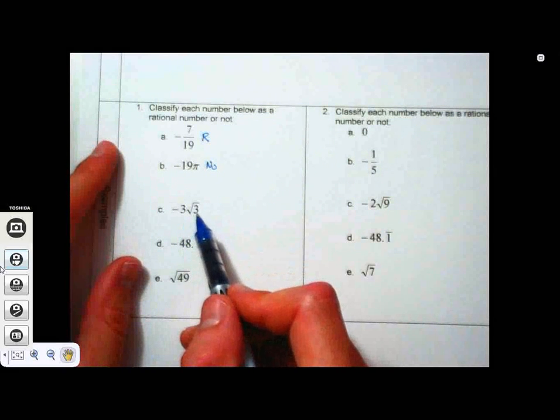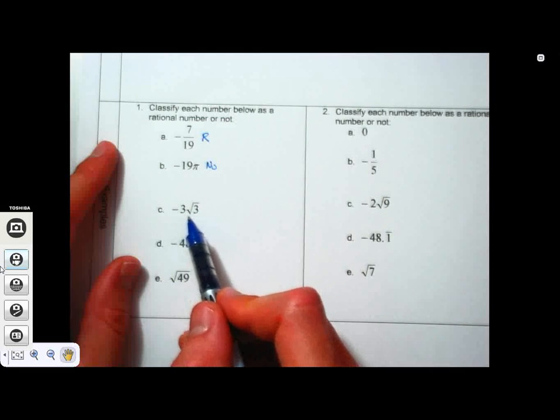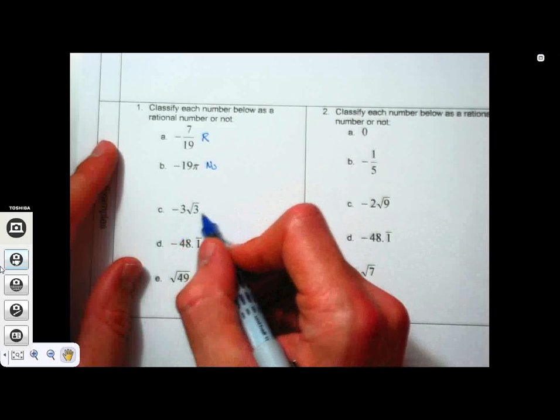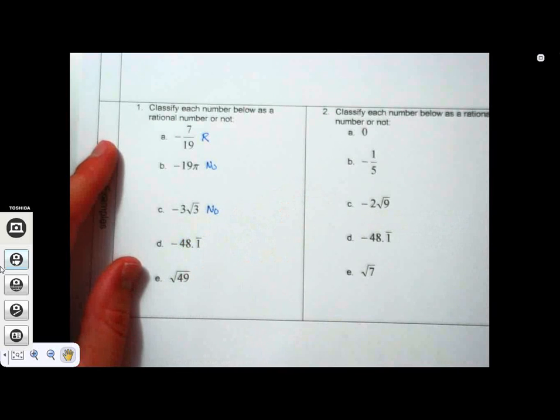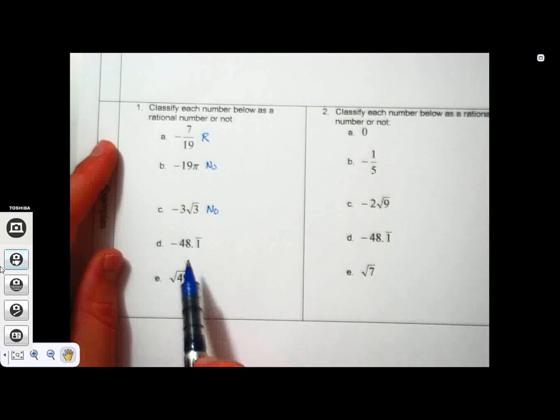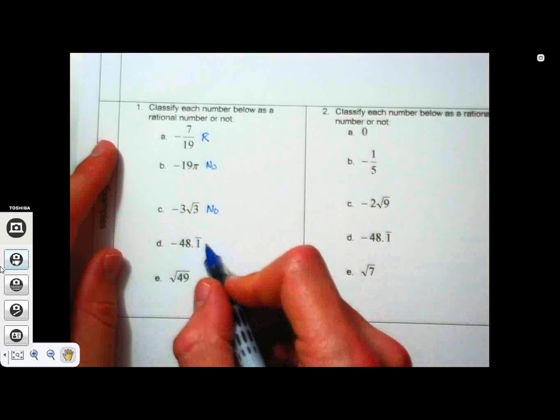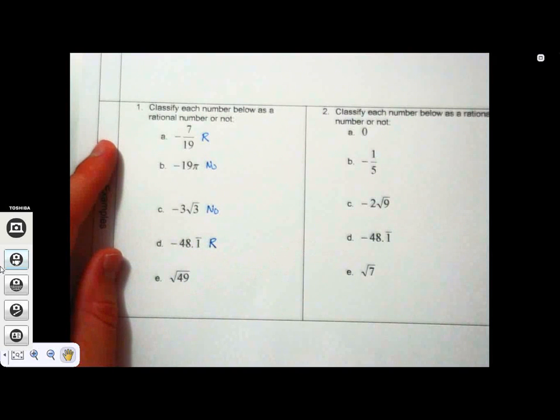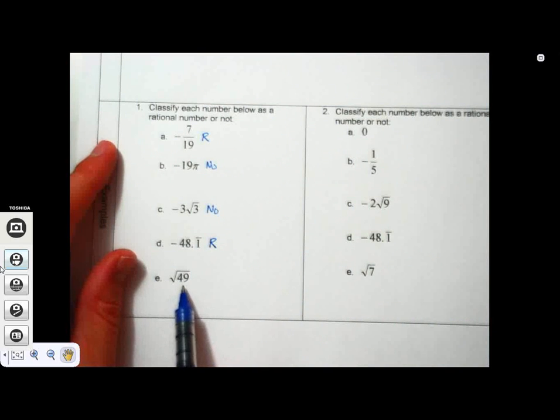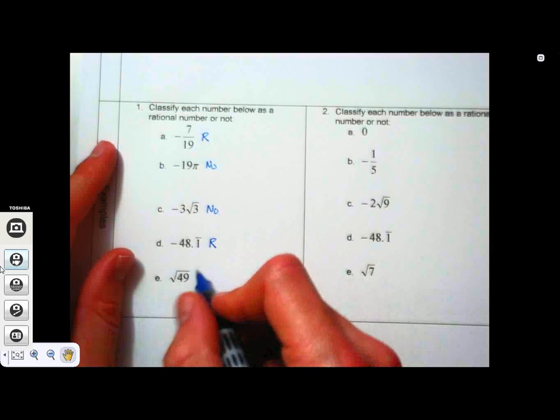For C, if we look at the square root of 3, I have no idea what that's equivalent to exactly. It's definitely not a whole number, so that tells me that this guy is also irrational, so it's not rational. The next one is a decimal with a repeating pattern, and we said that any decimal with a repeating pattern is rational. And then the last one, the square root of 49, simplifies to just plain old 7. So 7 is a whole number, which is an integer, and every integer is rational. So this would be rational as well.